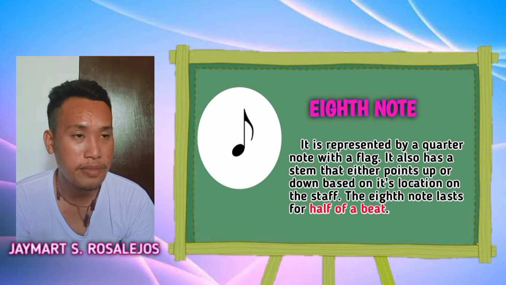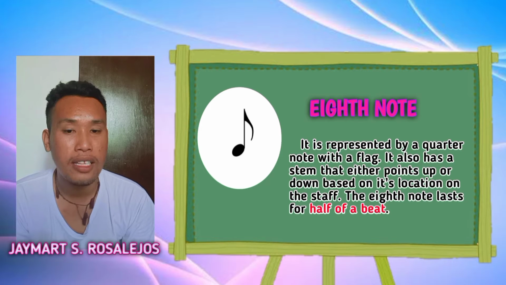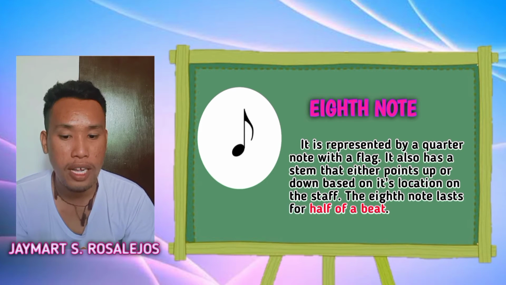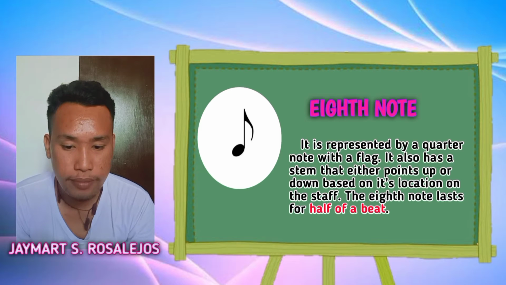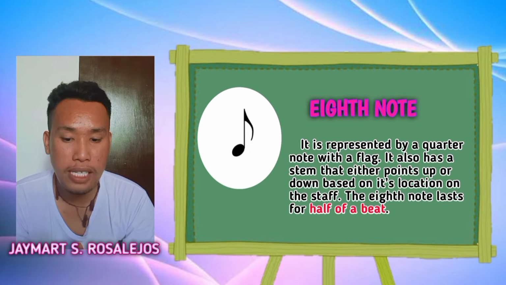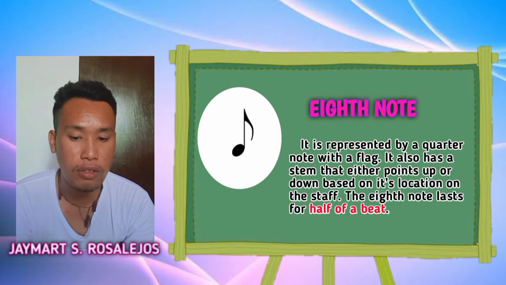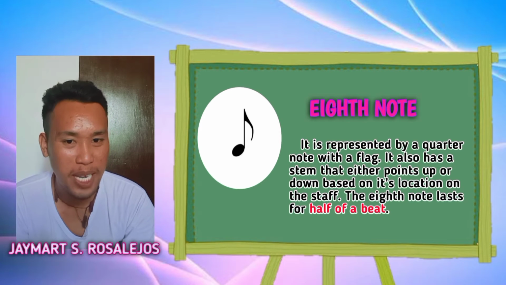Prohelia. Thank you. So, the last one is the eighth note. The eighth note is represented by a quarter note with a flag. It also has a stem that either points up or down based on its location on the staff. The eighth notes last for half of a beat.